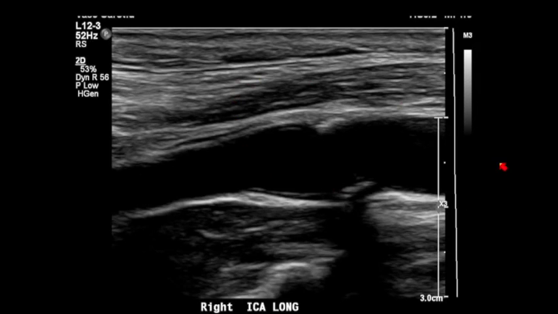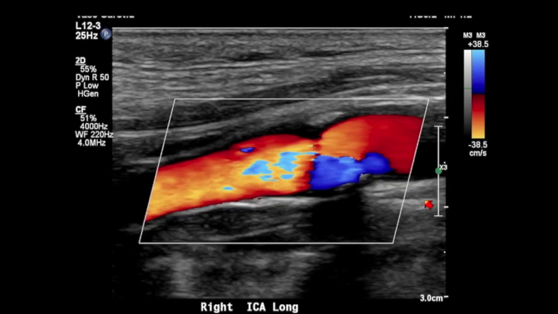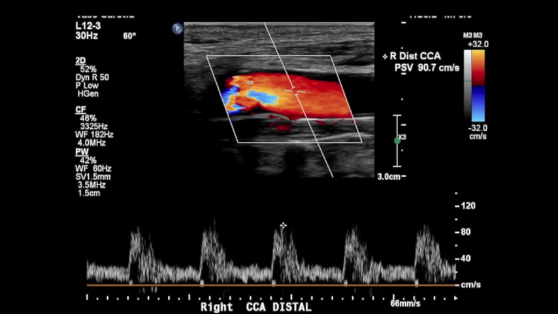Okay, the problem for me is the other side. Here's the common carotid artery and the proximal internal carotid artery. Here's the color. There's a little bit of vortex shedding over here, but I want to just point out what the column of color looks like.